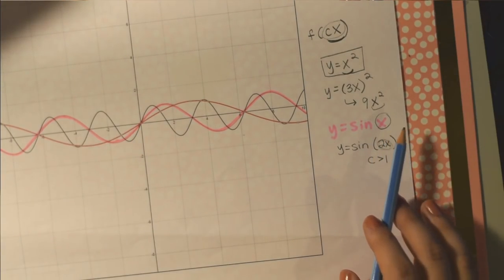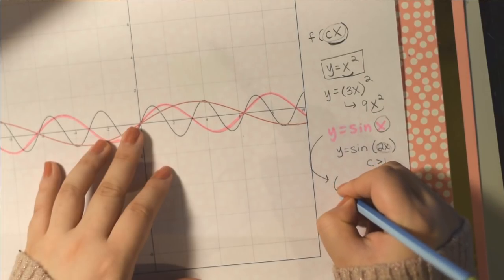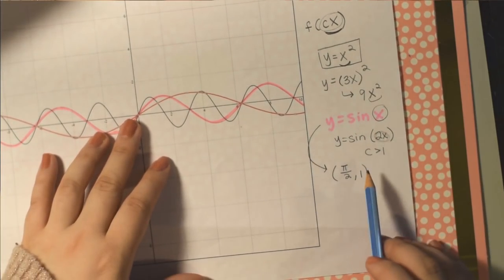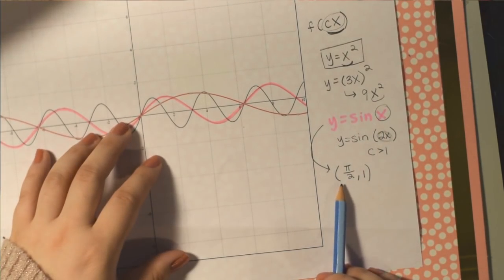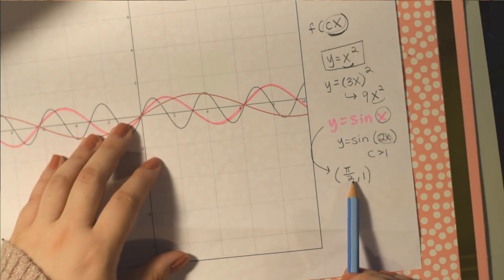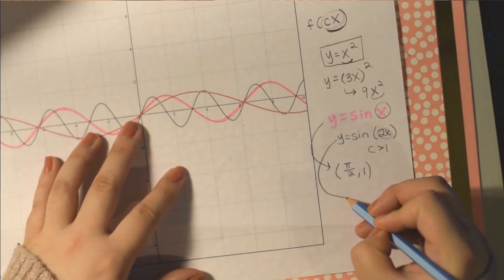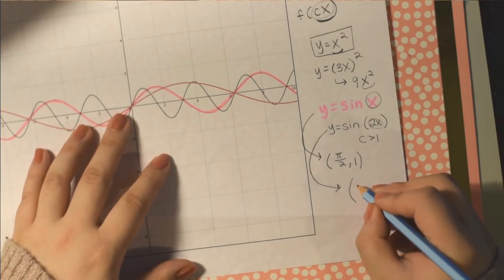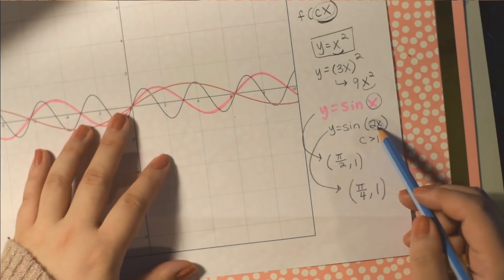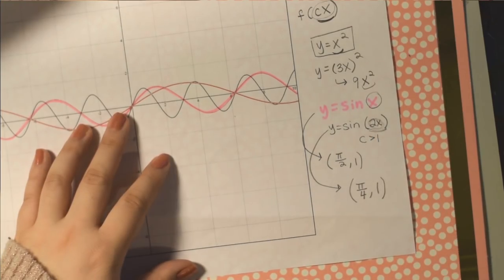So for instance, what's a point on sine x? Let's say we have pi over 2, and sine of pi over 2 is 1. So for the equivalent of this point, in order for me to get that same 1 and the equivalent of the pi over 2, I have to divide by 2. So for the new function, it would be pi over 2 divided by 2, which is pi over 4, comma 1. If I do pi over 4 times 2, I get my pi over 2, and I already know that sine of pi over 2 is 1.